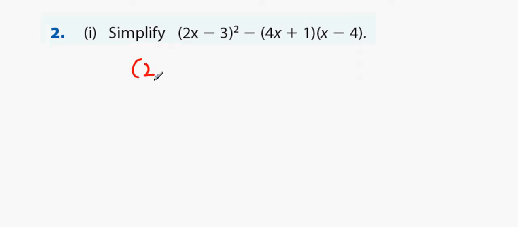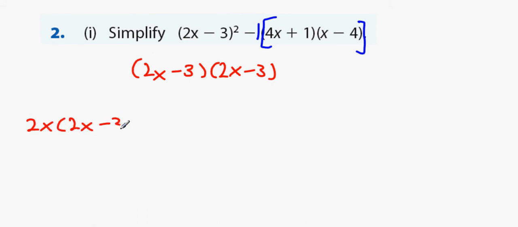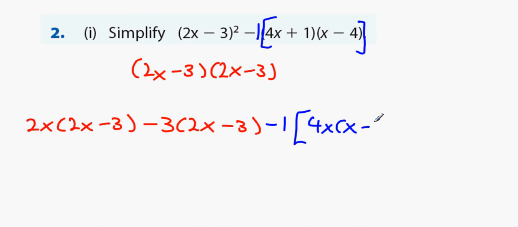is multiplied with 2x minus 3. Now, the key thing to remember here is there's a minus 1 in here. And if there's a minus 1 in here, you want to make a little box around here that you're going to multiply minus 1 by. Okay, so let's try this out. We're going to get 2x into 2x minus 3, minus 3 into 2x minus 3. Then we're going to have minus 1 bracket 4x into x minus 4 plus 1 into x minus 4. And then we're just going to multiply these out.